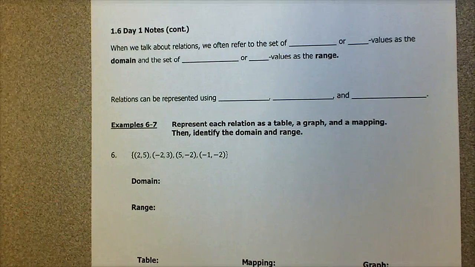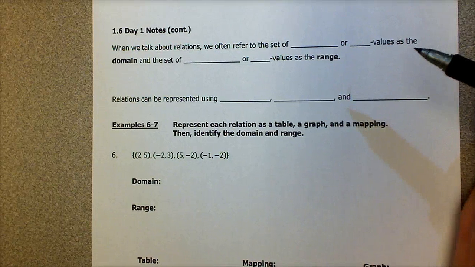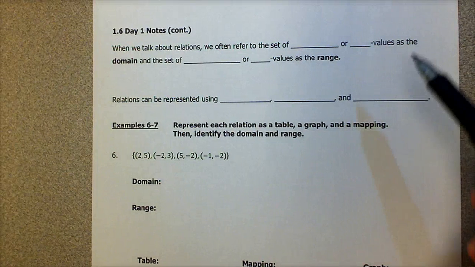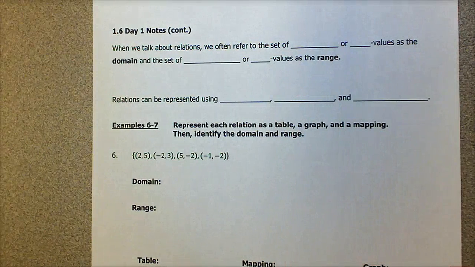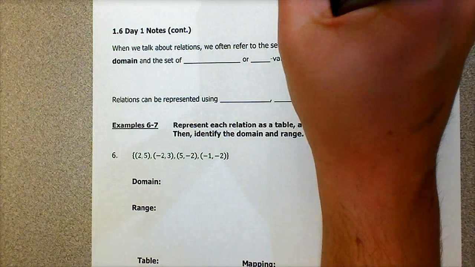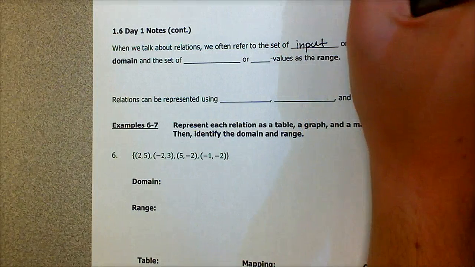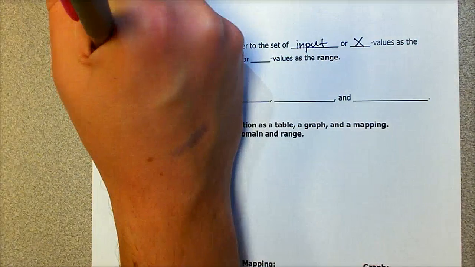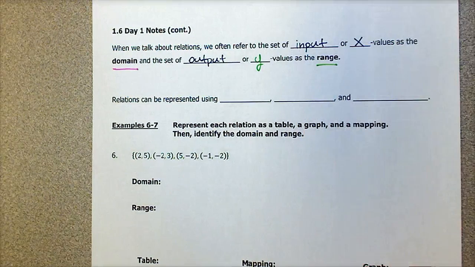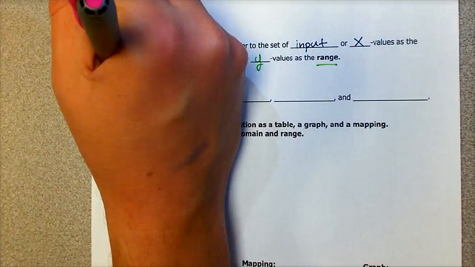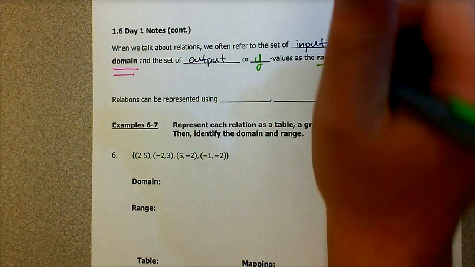But before we get to that, I want to talk about 2 more vocabulary words, and these words are going to be very important in your studies of algebra. You'll be using these from now through the rest of your math careers, and those are the words domain and range. So when we talk about relations, we often refer to the set of input or x values as the domain, and the set of output or y values as the range. So anytime you hear that word domain, you're thinking x values. Anytime you hear that word range, you're thinking y values.